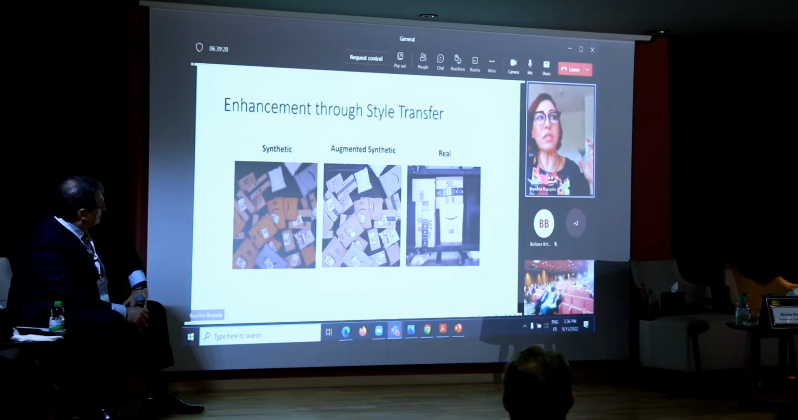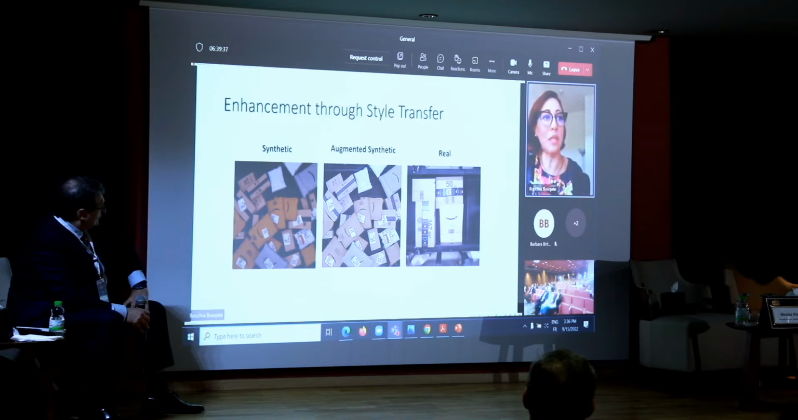So here, using something called StyleGAN, and this is called style transfer learning, basically we transfer the style of a real image into a synthetic image. And this way we have accomplished synthetic data generation that is as close as possible to what we would see in the wild. By the way, this has been successful. We were able to get 30,000 images to train the model. The model is now deployed.